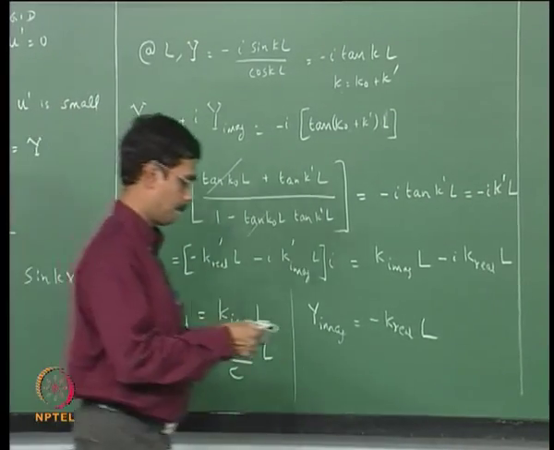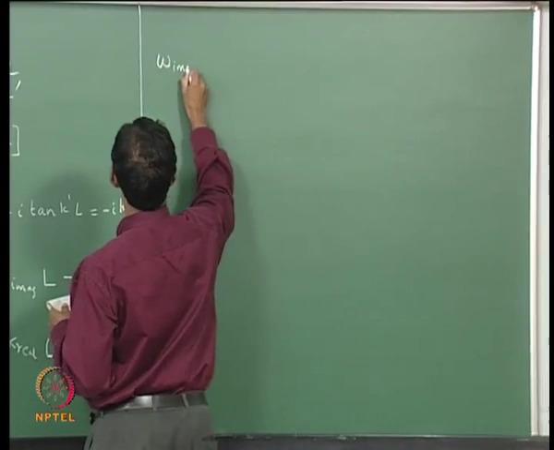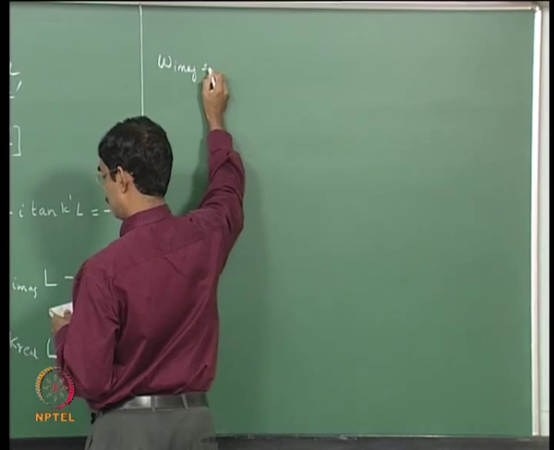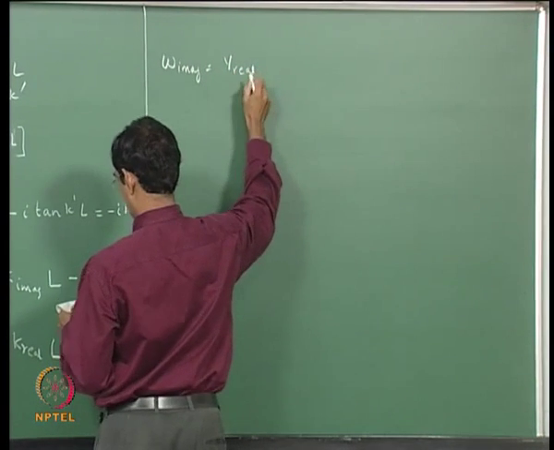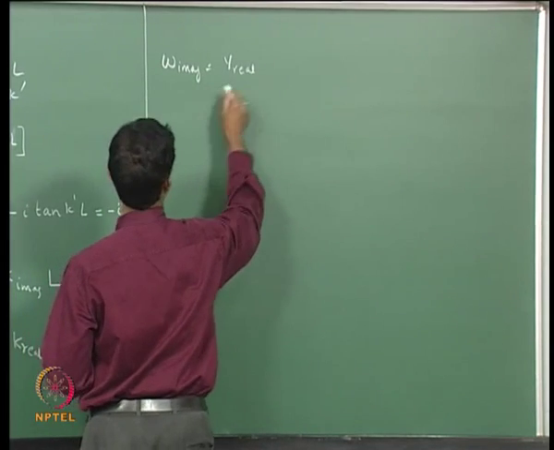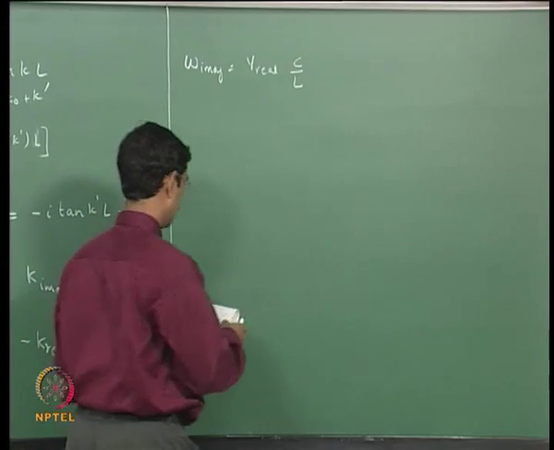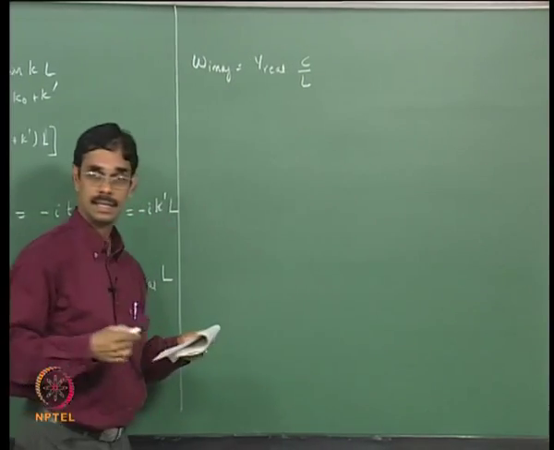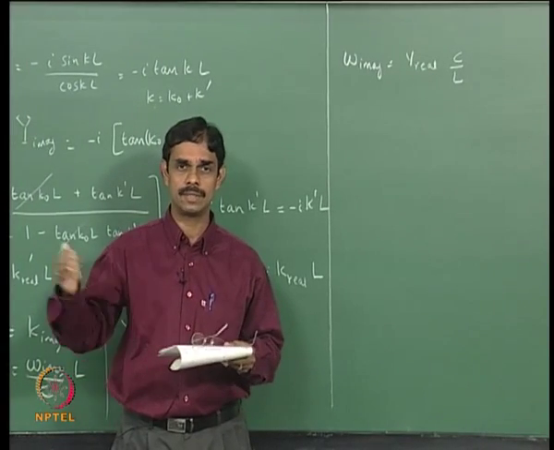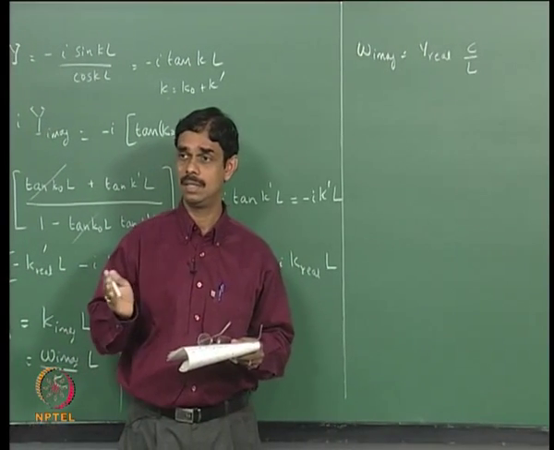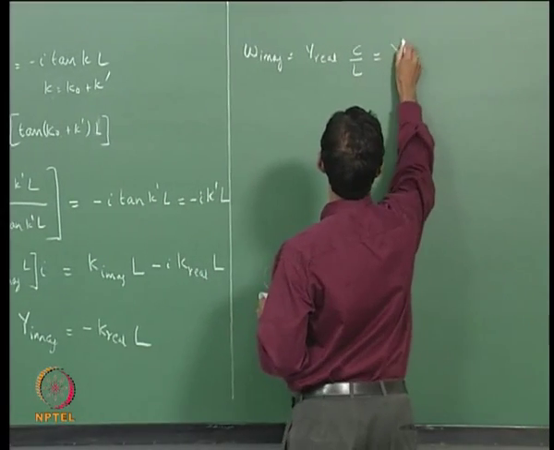So you can get omega imaginary would be equal to y real multiplied by c over L, which we can think of as L over C is like a characteristic time, right. What is L over C? L over C is the time required for a sound wave to traverse through the length of the pipe. So that is a characteristic time tau.